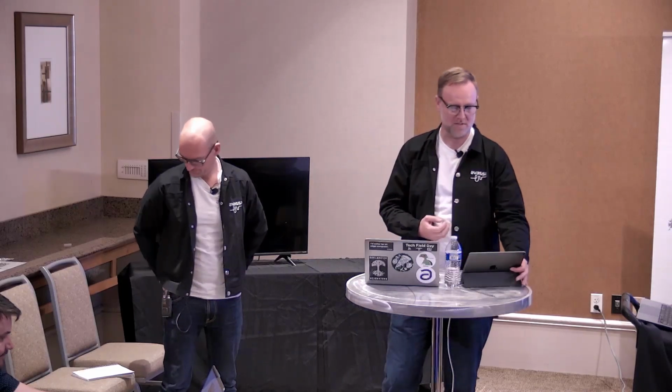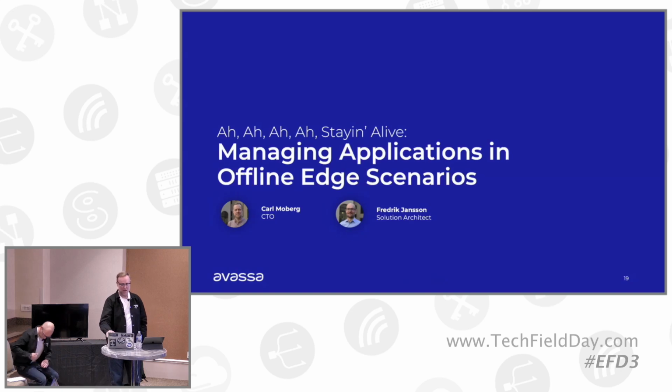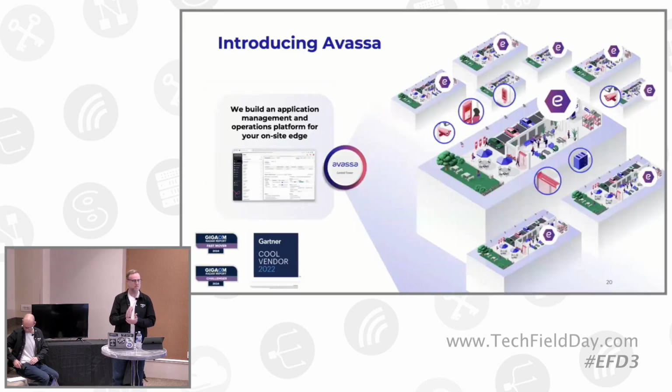This is truly one of the key tailwinds for edge computing in our mind. Companies that have business critical applications that need to run close to the source of data and need to survive upstream outages. We're Avassa, and what we provide is an application management and operations platform for on-site edge environments. We help customers manage both the infrastructure and the applications outside of the cloud, on distributed infrastructure in an automated, secure, and scalable fashion.